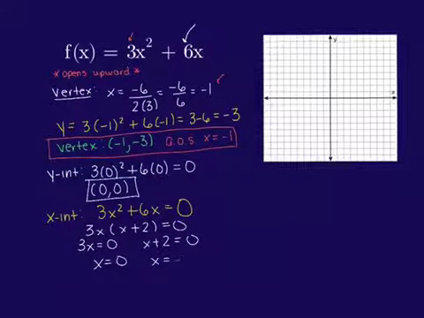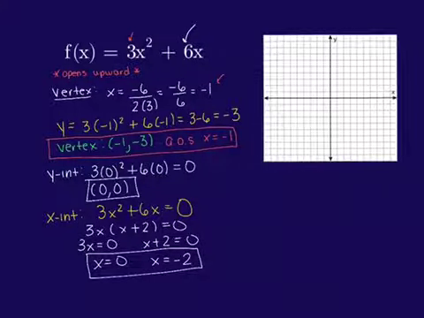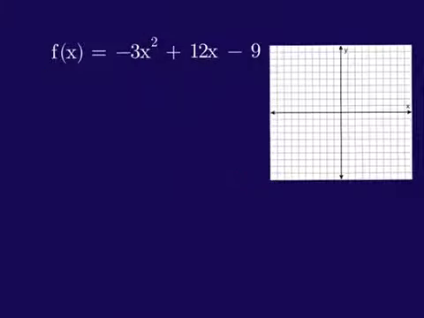which means my x-intercepts are at 0 and -2. So again, I'm going to use all of that information, starting with the vertex at -1, -3, so right here. My y-intercept is at 0, 0, which is also one of my x-intercepts. My other one is at -2. My axis of symmetry is at x equals -1, so again, it has to go right through that vertex. So now I can take those 3 pieces of information on my graph, connect them to make my upward opening parabola.